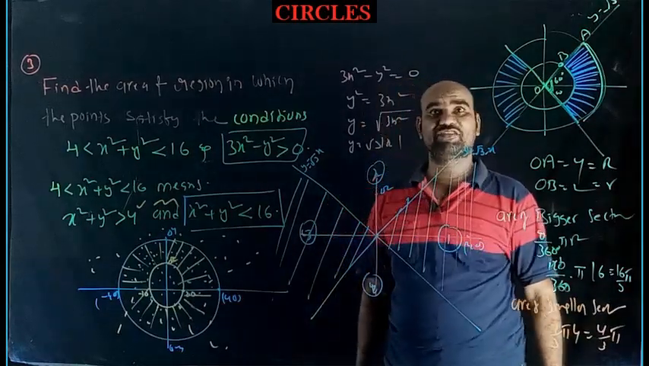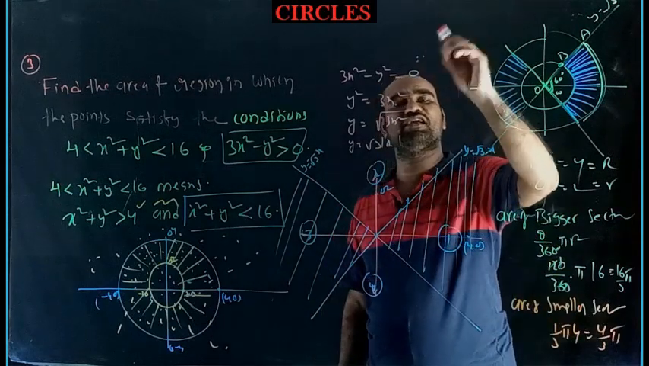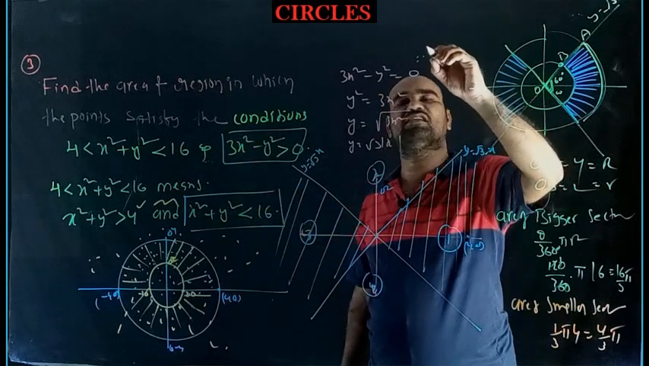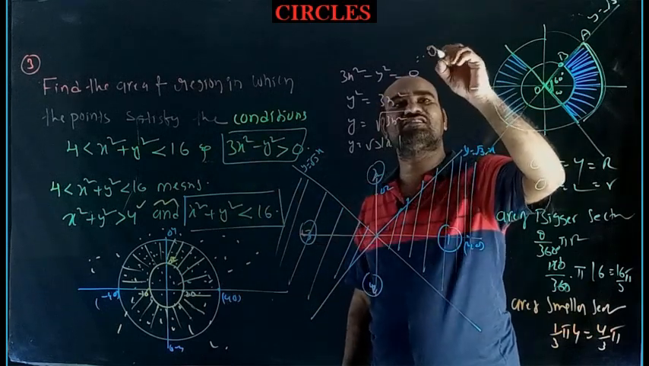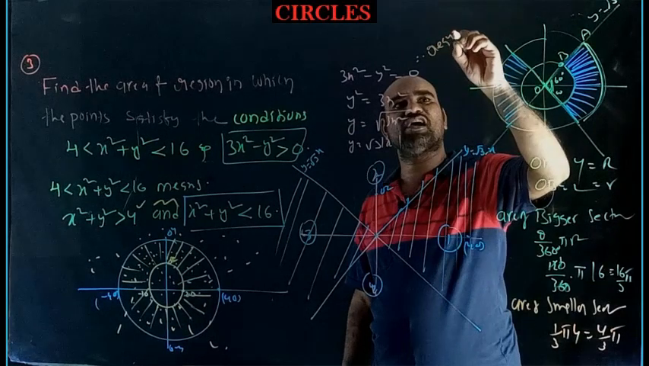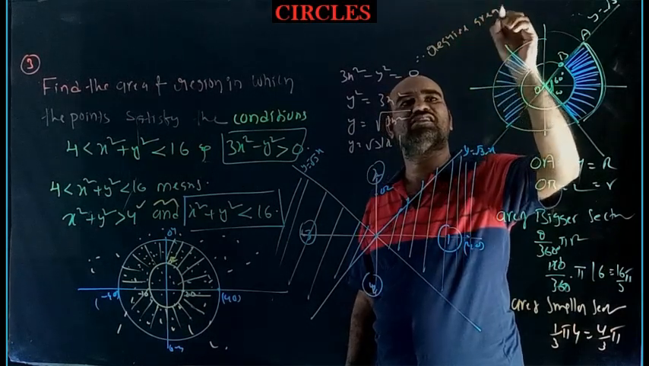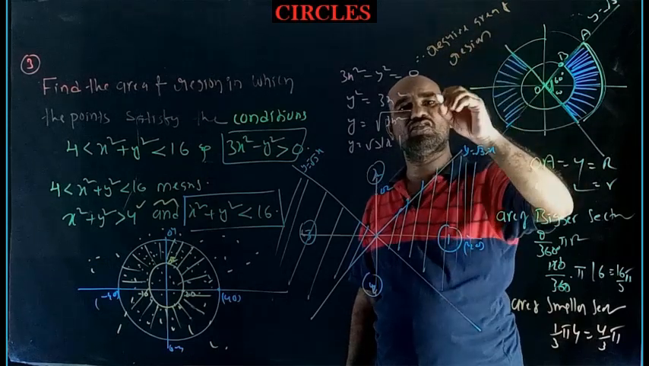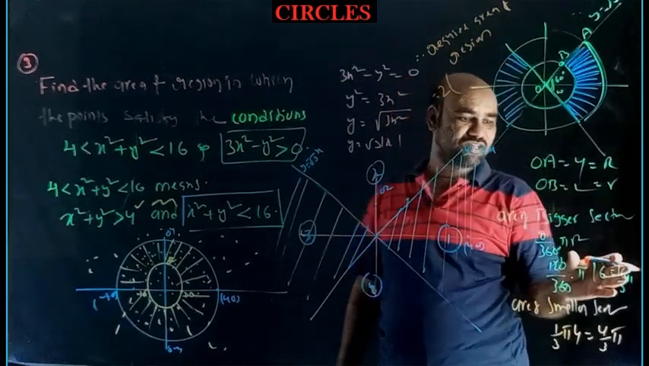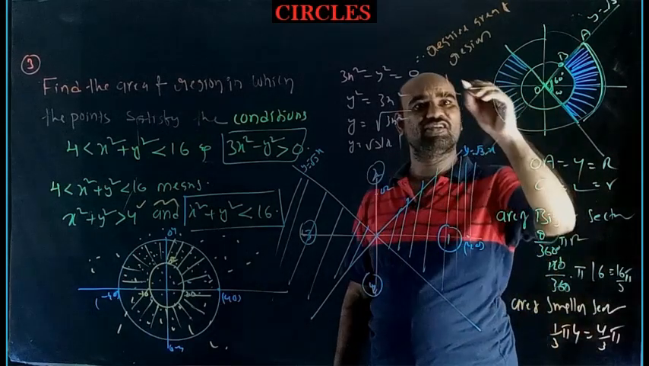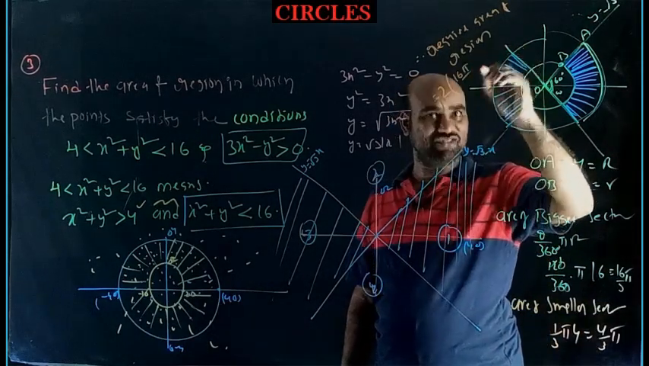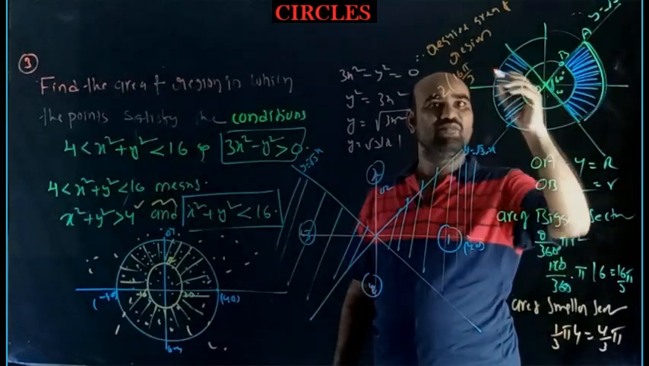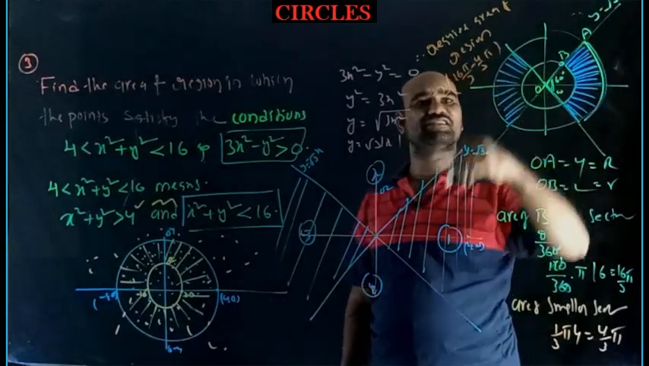So the final answer I want to write here: the total shaded area, or the area of the region, the total required area of the region, is equal to 2 times the bigger sector area minus the smaller sector area, that means 16 pi by 3. Do you understand why I am writing 2 times? This area and this area are both the same, minus 4 by 3 pi.